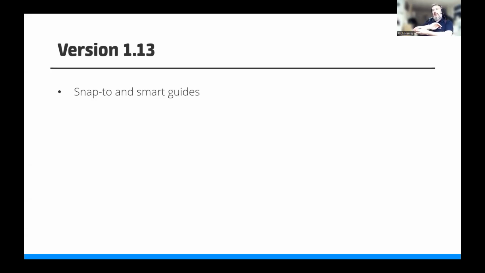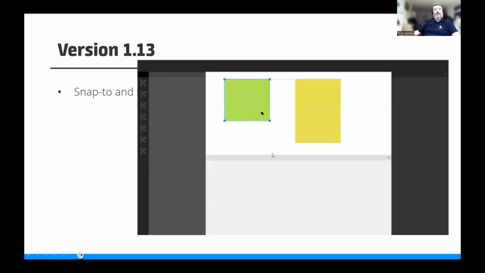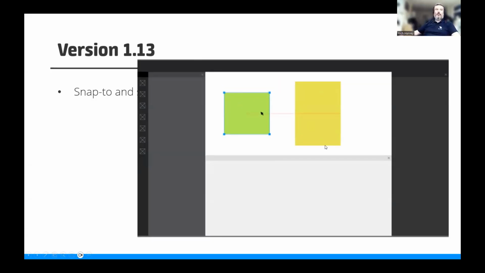So if you look, we've got the smart guides and Snap 2. Now within Squirrel, you can place objects, and as you move them around, you start getting red lines to help you align and position components next to each other, making sure they're correctly aligned without having to use the align and group by capabilities.